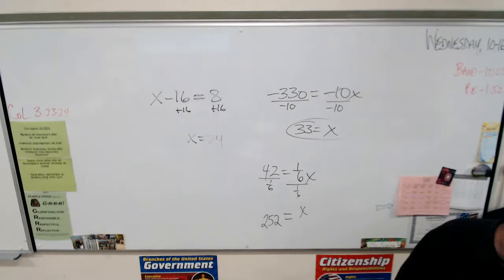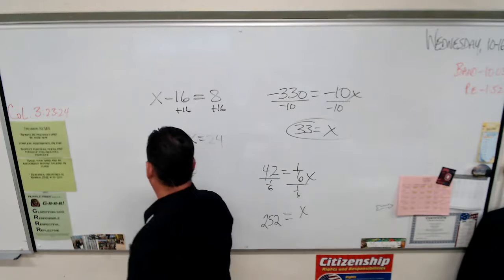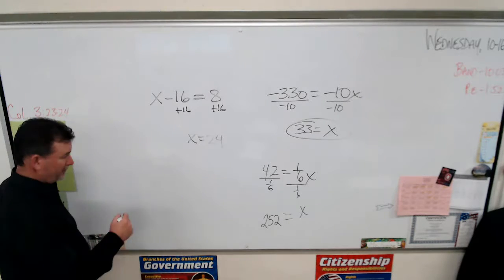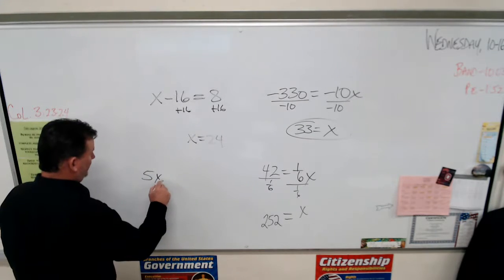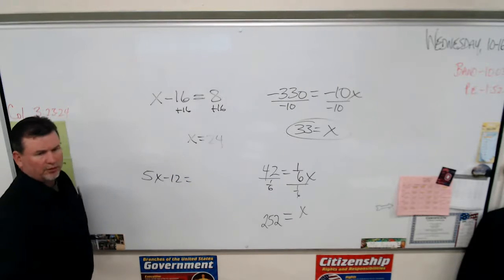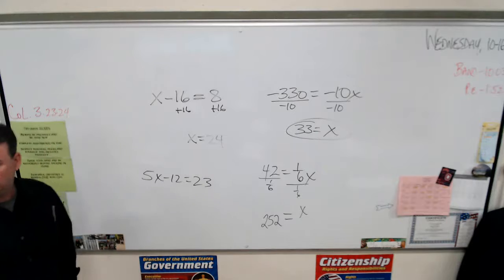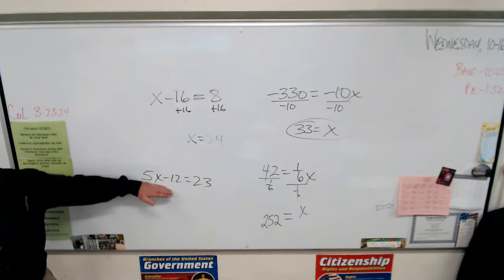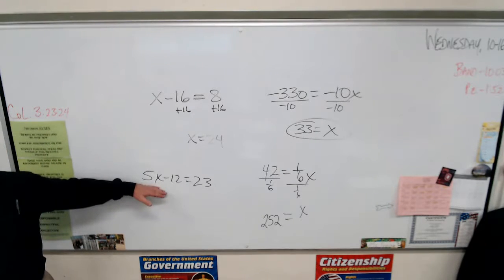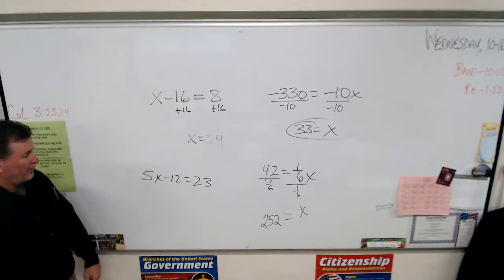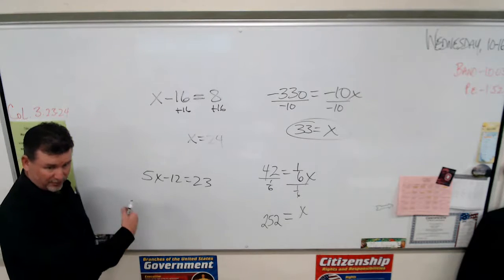Number 4. 5x minus 12 equals 23. Zacchaeus, pay attention. I'm not doing this for my benefit. I'm doing it so you can ace this quiz. What's an equal 23? Z. 2 steps. What do I got to do with this negative 12? Add 12. To just this side? No. Both sides.